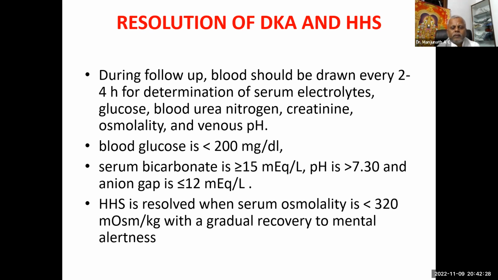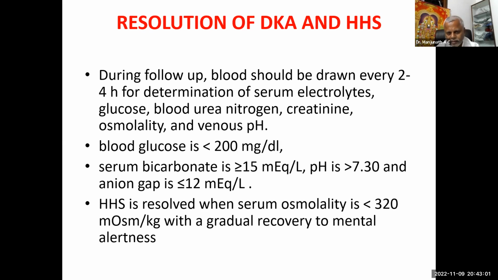So when blood glucose reaches below 200, serum bicarbonate improves to more than 18 milliequivalents, pH is more than 7.3, and anion gap is less than or equal to 12, it is an indication of resolution of these complications. And hyperglycemic hyperosmolar state is resolved when serum osmolality is less than 320. In this case, measurement of serum osmolality is also indicated in addition to the above parameters.